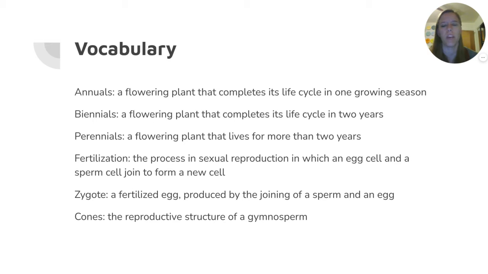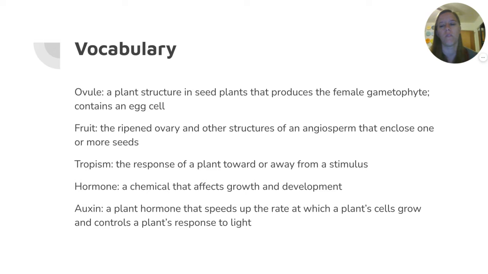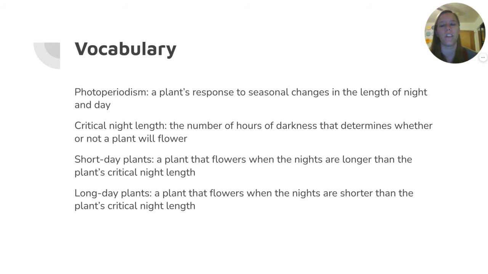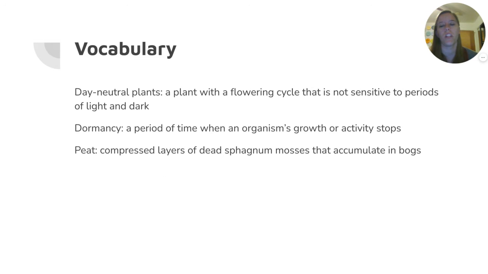annuals, biennials, and perennials, fertilization, zygote, cones, ovule, fruit, tropism, hormone, auxin, photoperiodism, critical night length, short day plants, long day plants, day neutral plants, dormancy, and peat. So like I said, lots of vocabulary from this chapter.